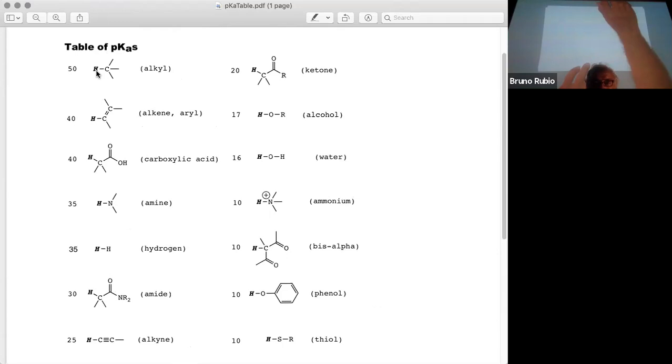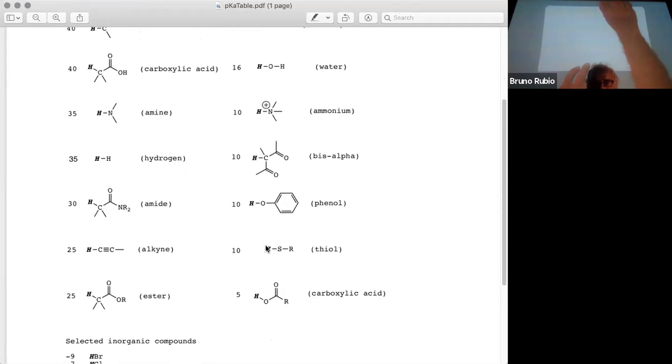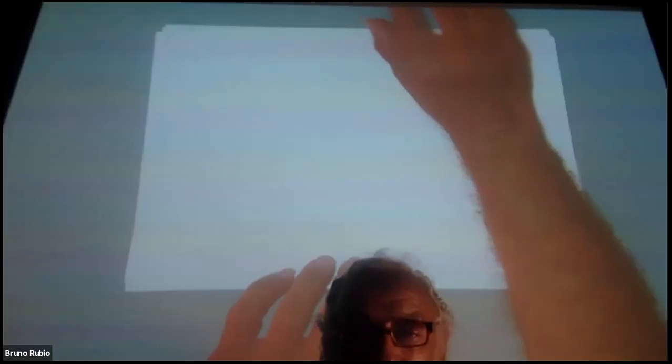So the pKa of a proton, just looking at this table here, the pKa of a proton which is bonded to a nitrogen atom in an amine has a pKa of 35. All right, and now down here, the pKa of a proton which is bonded to the sulfur atom of a thiol has a pKa of about 10.